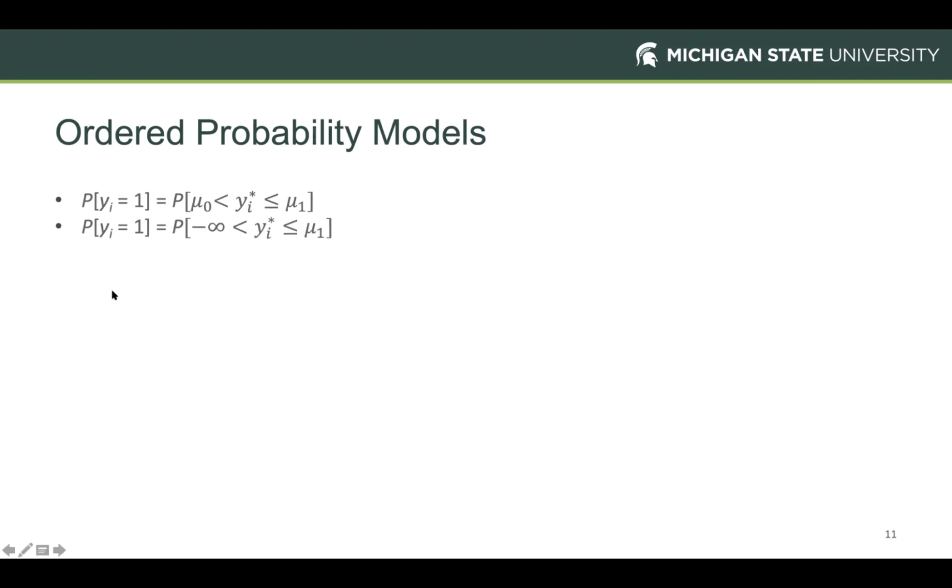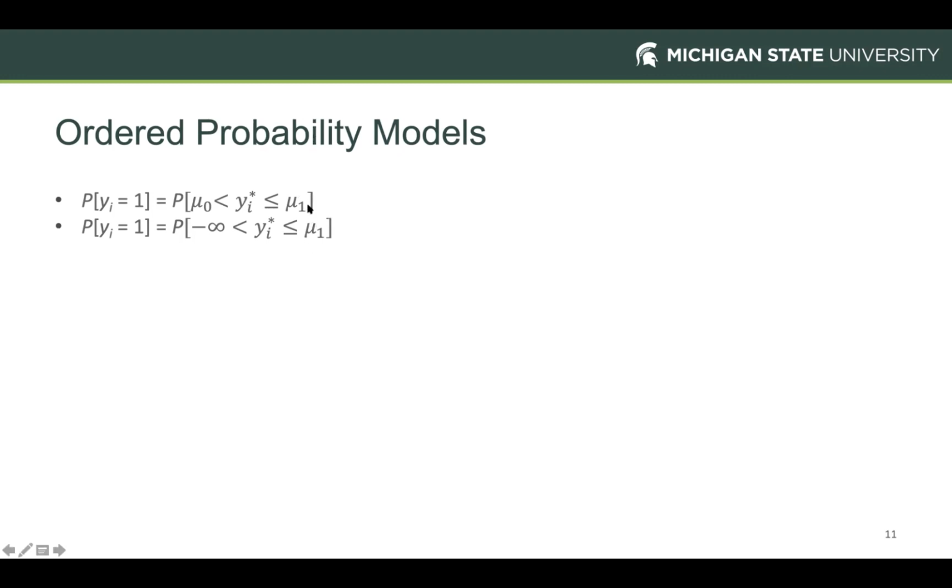And so we're going to assume that the lower threshold is negative infinity. Basically, we can calculate the probability of us observing a survey response of 1 as just the probability of that latent variable that we've defined, or are estimating from the equation, being less than some threshold value.